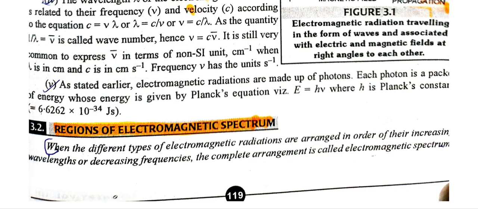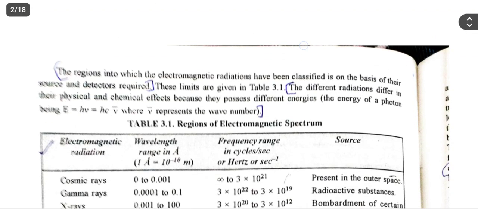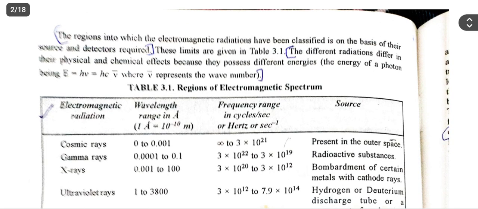Regions of electromagnetic spectrum. When the different types of electromagnetic radiations are arranged in the order of their increasing wavelength or decreasing frequency, the complete arrangement is called the electromagnetic spectrum. The regions into which electromagnetic radiation have been classified are on the basis of their source and detectors required. These limits are given in the table. The different radiations differ in their physical and chemical effect because they possess different energies.